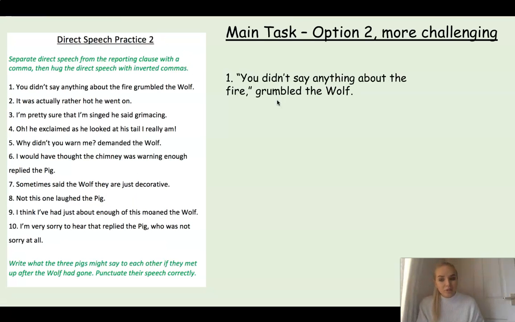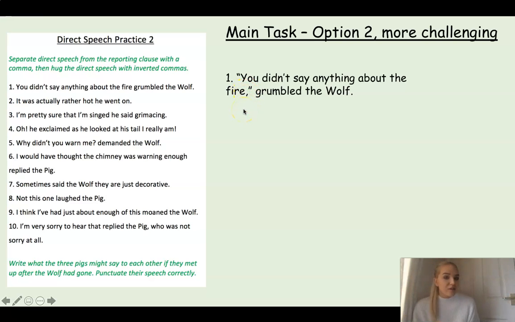Your second option is slightly more challenging, and this option is where you have to first separate the direct speech from the reported clause with a comma. So you can see here the first one: you didn't say anything about the fire, grumbled the wolf. There's no comma or exclamation mark or question mark to show me the separation between the direct speech and the reported clause. So you first need to add the comma, and I've done that here with my comma.